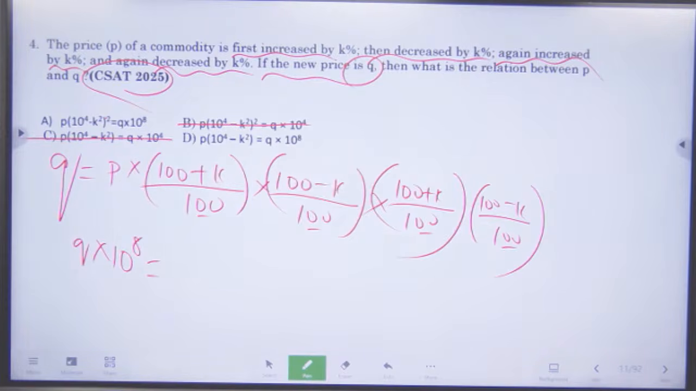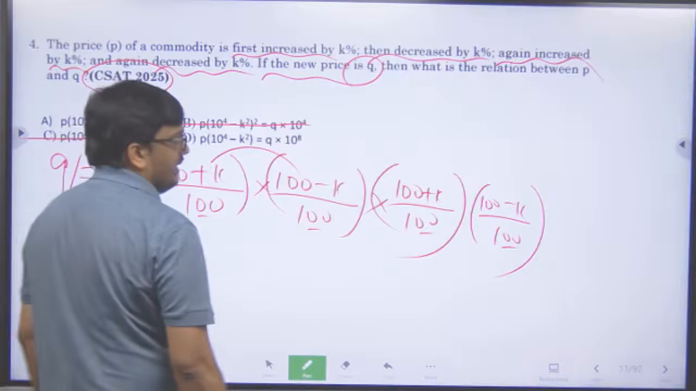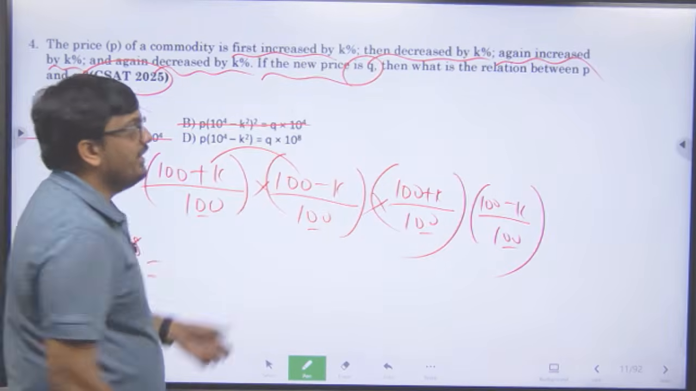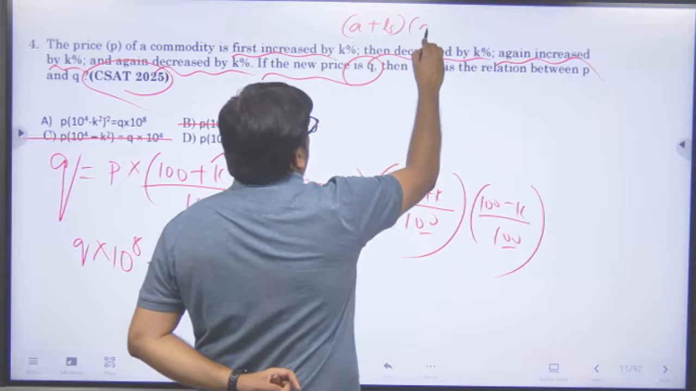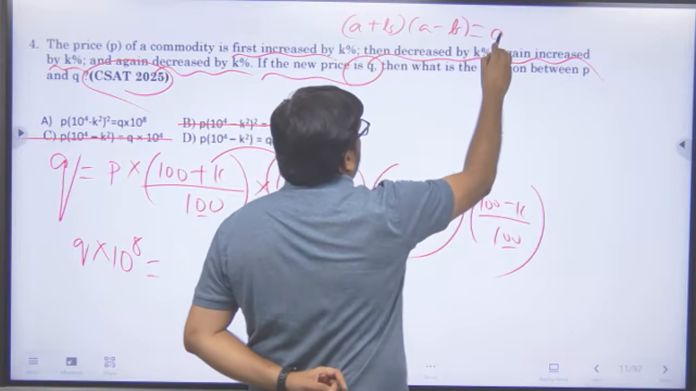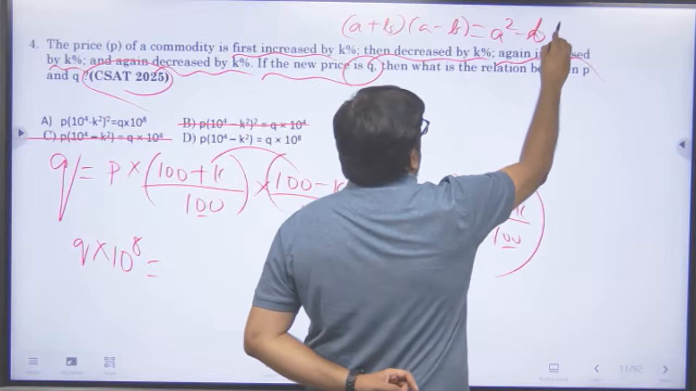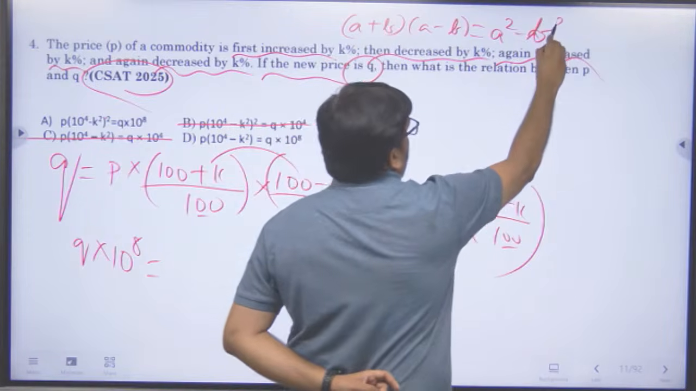Option B, option C. Then if you carefully observe, 100 plus K into 100 minus K looks like A plus B into A minus B. We should know algebraic identities. Simple: A square minus B square.